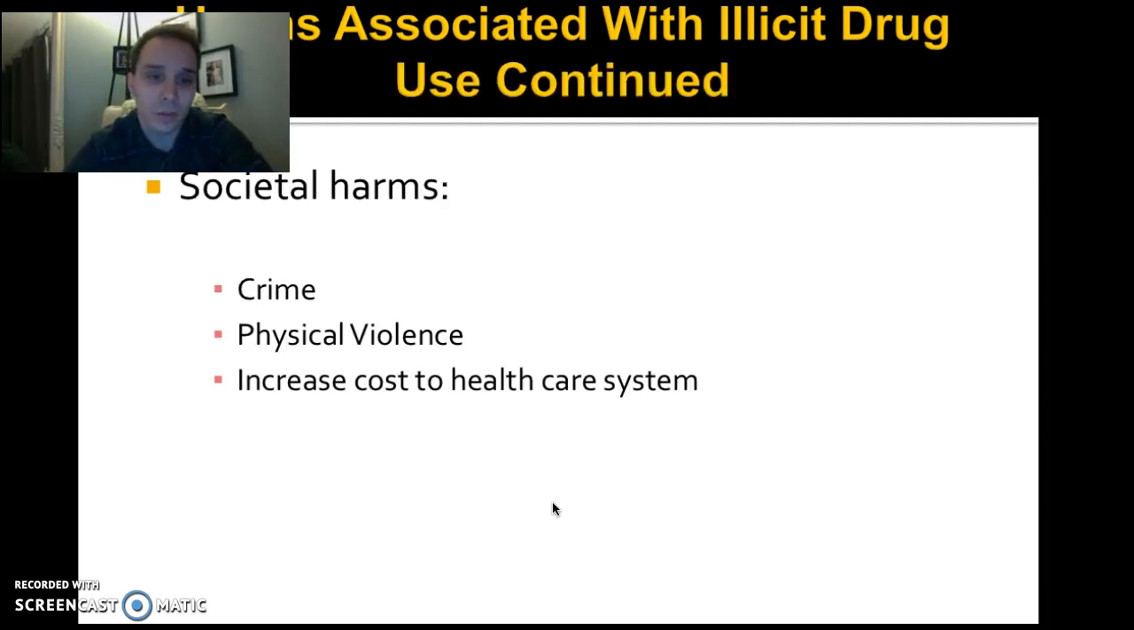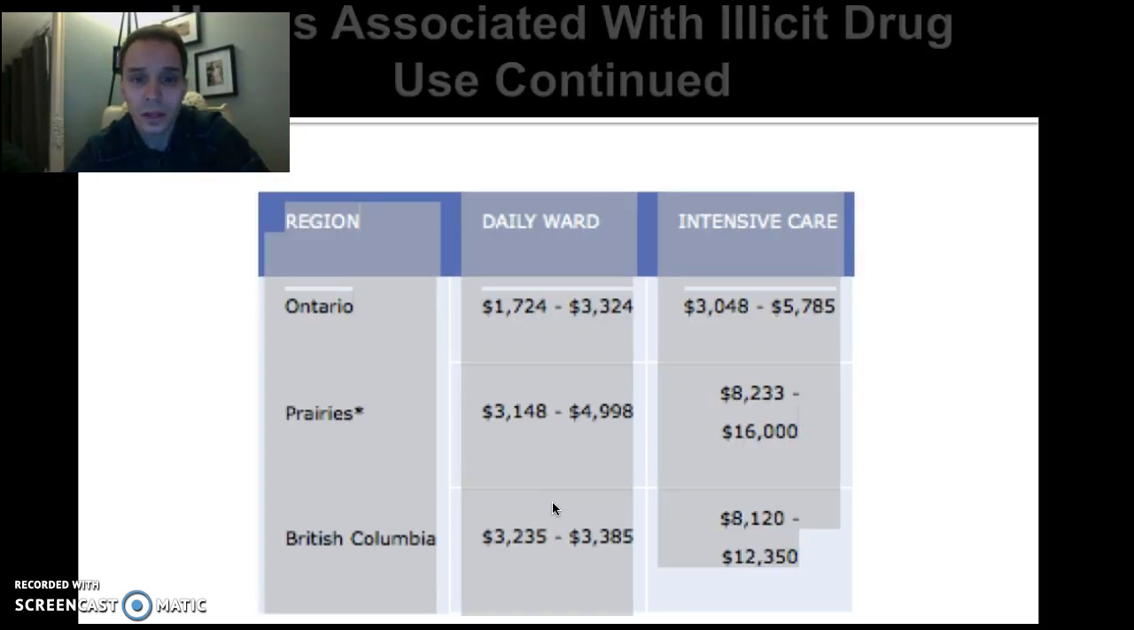So there's also societal harms. We see crime, physical violence, and increased cost to the healthcare system. This slide displays how much it currently costs in Ontario, the Prairies, and British Columbia for medical beds or hospital stays. In Ontario, the daily ward bed is $17 to $3,300 a day. An intensive care bed is anywhere from $3,000 to almost $6,000. And these numbers are taken from 2012, so those numbers could be inflated today.